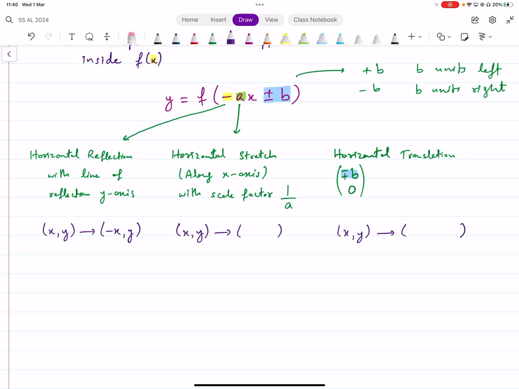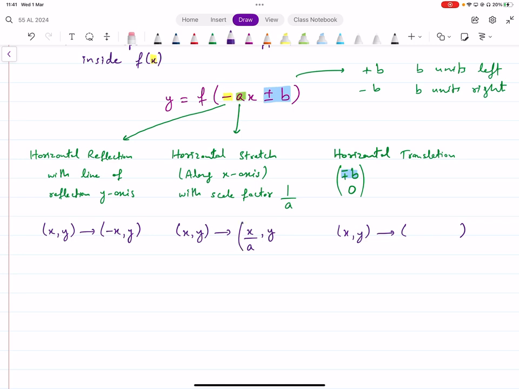If you have stretch, again, the y coordinate remains unchanged. What about the x coordinate? It's x over a. You just multiply the scale factor with x. So that's 1 over a times x, which means x over a. All right? And then you have translation.